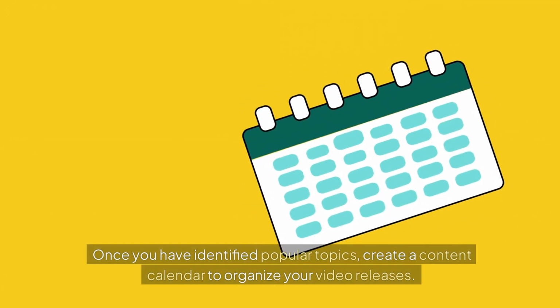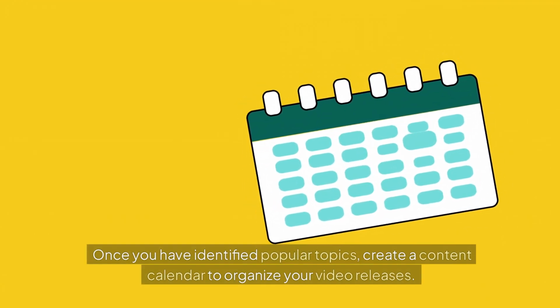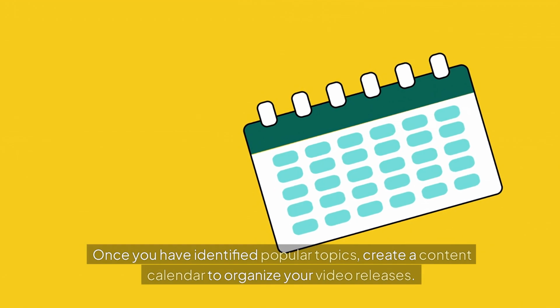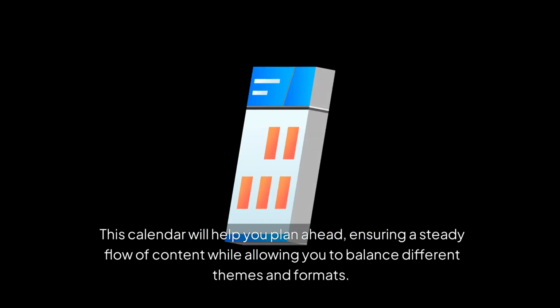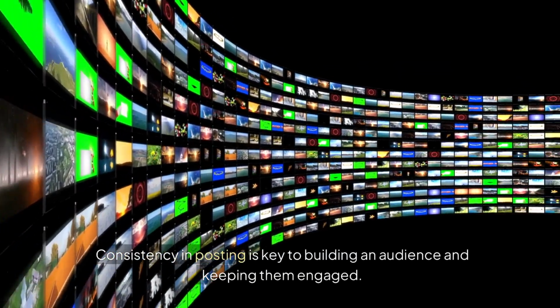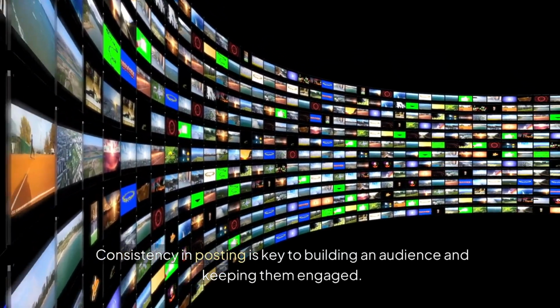Once you have identified popular topics, create a content calendar to organize your video releases. This calendar will help you plan ahead, ensuring a steady flow of content while allowing you to balance different themes and formats. Consistency in posting is key to building an audience and keeping them engaged.